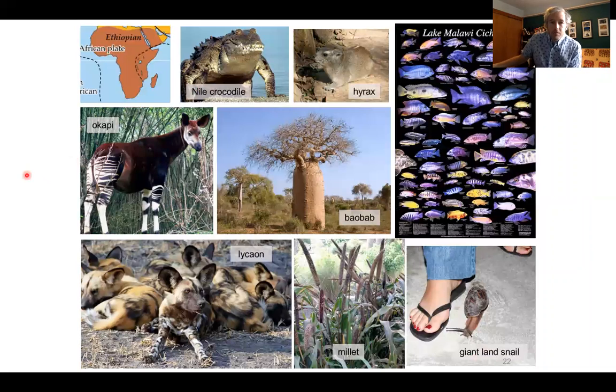If we look at Africa, we have things like the baobab tree. Nothing like a baobab exists anywhere else in the world. The wild dogs or painted wolves. Millet, the original plant from which all of our cereals currently come from. Giant African land snails. The Lake Malawi cichlids that we talked about before. Not only do they only exist in Africa, but they only exist in one part of Africa. The okapi, one of the weirdest antelopes in the world. Hyrax, bizarrely the closest living relative of the elephant. Doesn't look much like one. It's a tiny little thing about the size of a rabbit. That's the nearest thing to an elephant. And Nile crocs. All of these characteristic of an African biota.